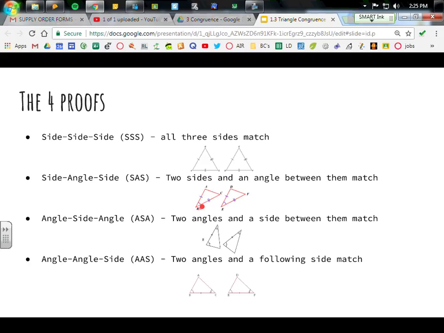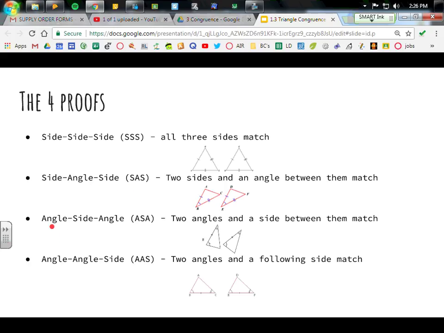So if you take a look at this triangle, ABC, side AB matches side DE. They have the same identification. Side BC matches side EF. And then in between the 2 sides here, we have angle B matches angle E. All right, in the order side, angle, side. Because those sides and that angle match in that exact order, we can use the proof side, angle, side.